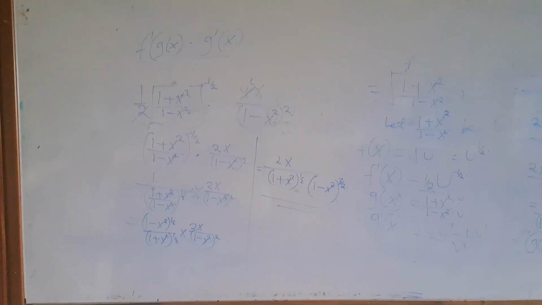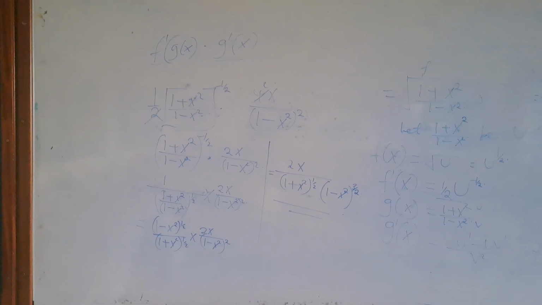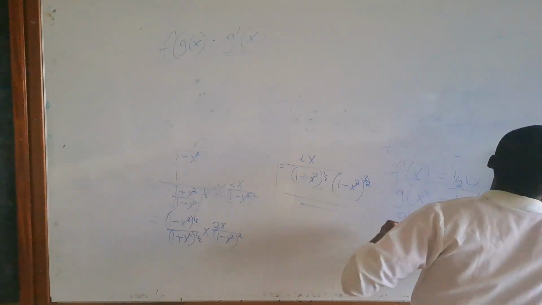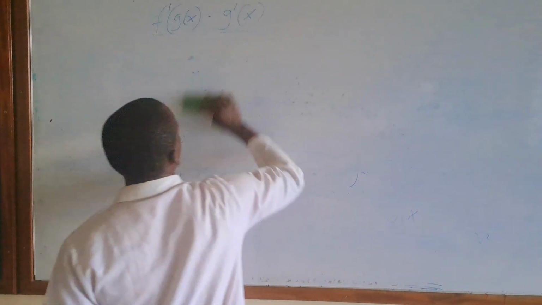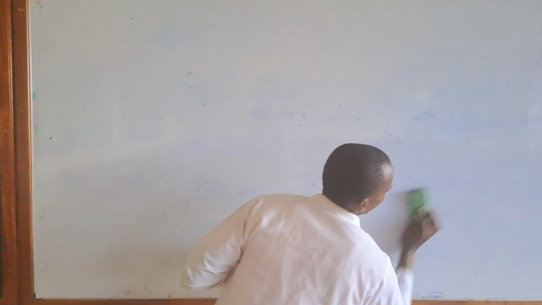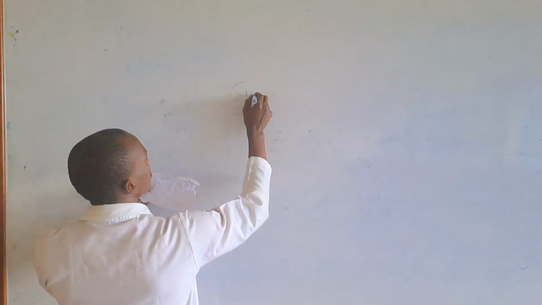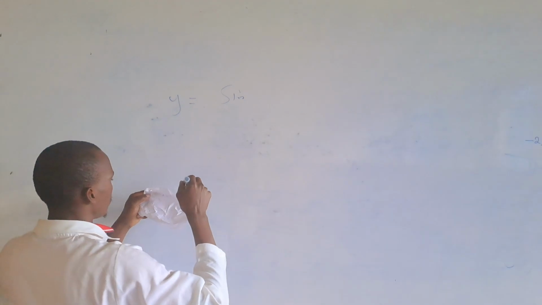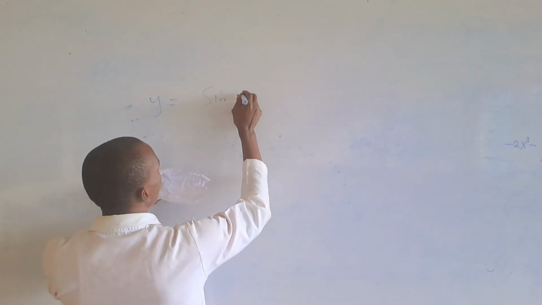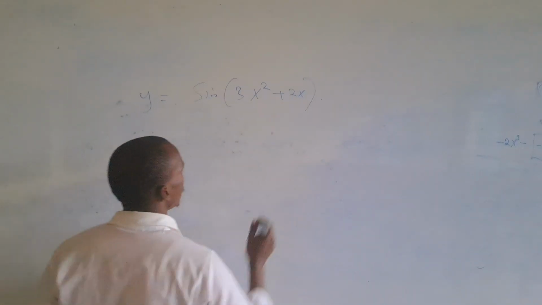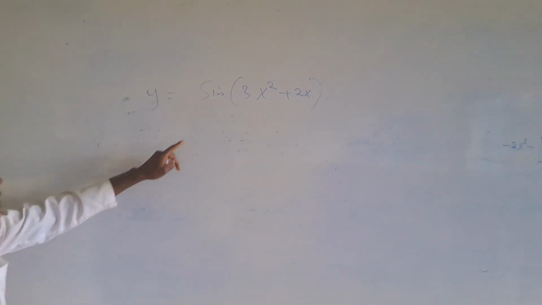Very good. So another example that I also want us to check on is almost the last one. Let's see this one. We have the sine. Get the derivative given that y is equal to sine in bracket 3x squared plus 2x. If you have been told to get the derivative of this.